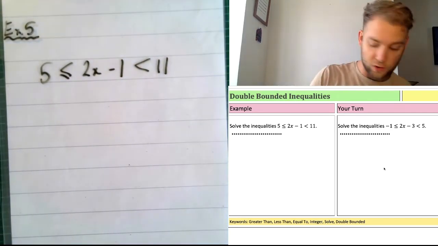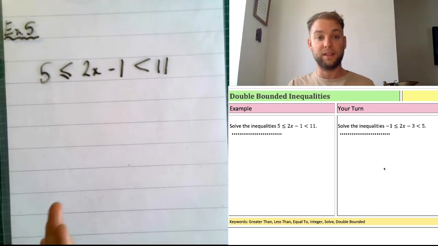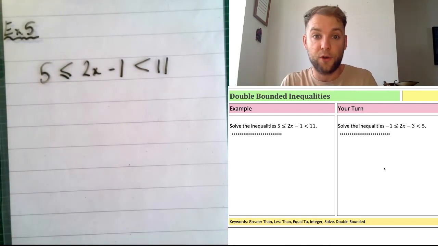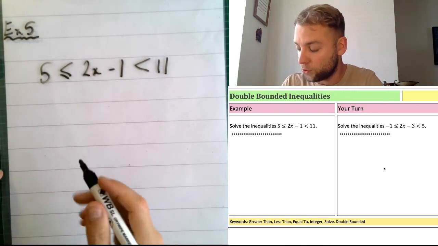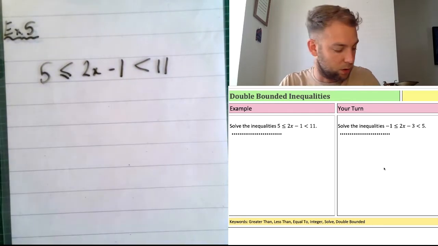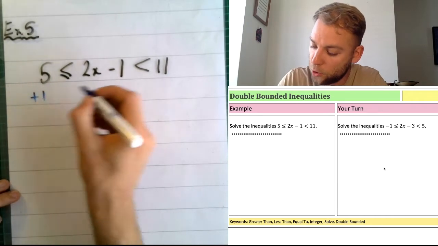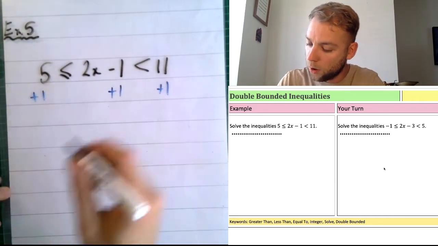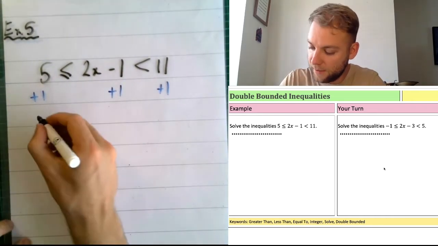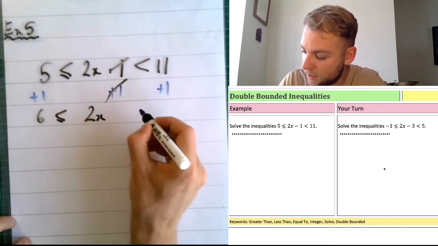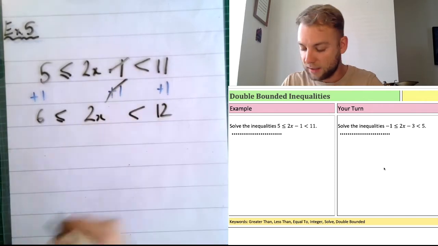So here, first of all, notice that it's 2x subtract 1. So what would I get rid of first with that? Well, I'd get rid of that subtract 1. And I do that by adding 1. And I need to add 1 to all 3 sections, exactly the same. So plus 1, plus 1, plus 1. So 5 plus 1 is 6, which is less than or equal to. They will cancel to leave you with 2x, which is less than 12, like so.